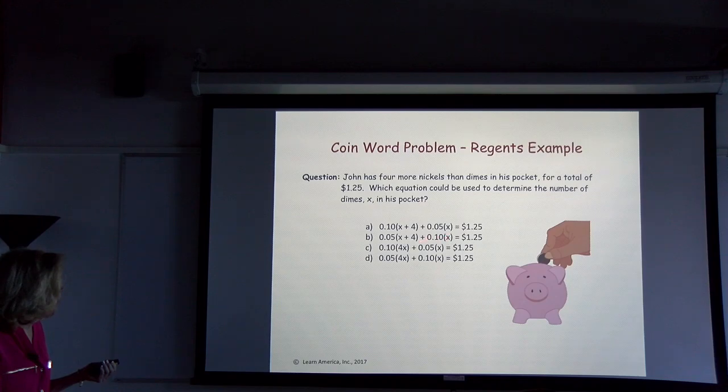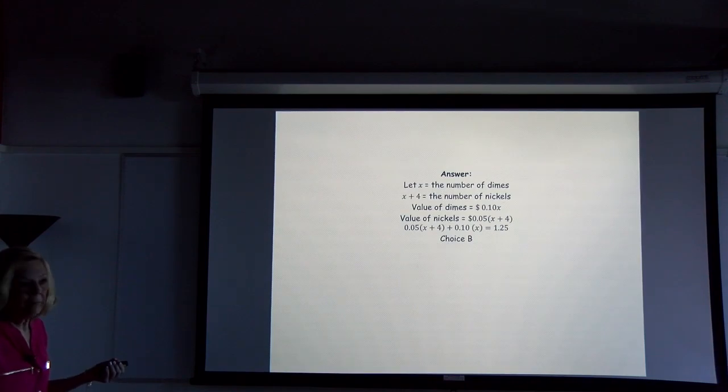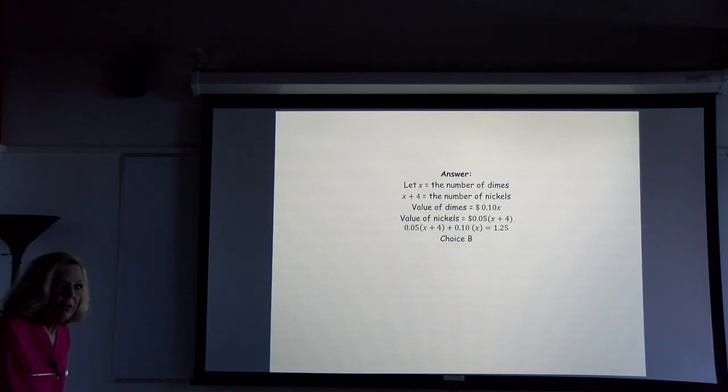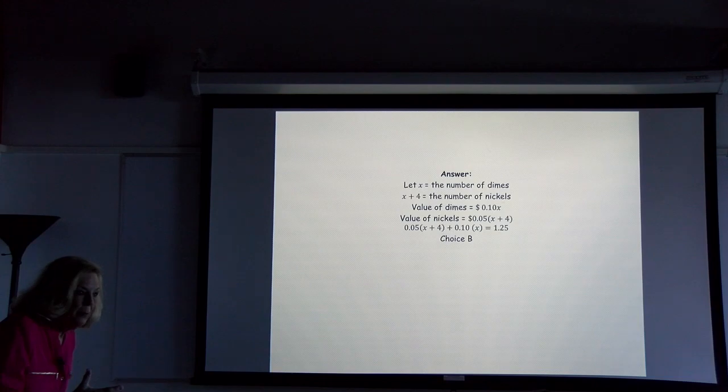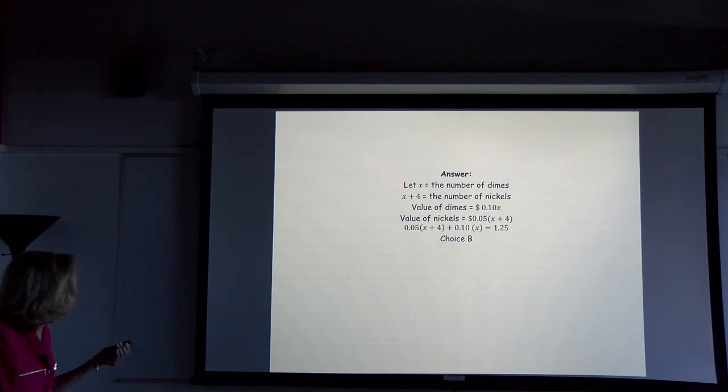Well, it's not 0.05, it is 0.10. And just as a double check, here's the number of nickels, and that's the value of 0.05. So the answer would be choice B. Okay? And again, please make sure that when you do these problems, you write down your let statements up above.